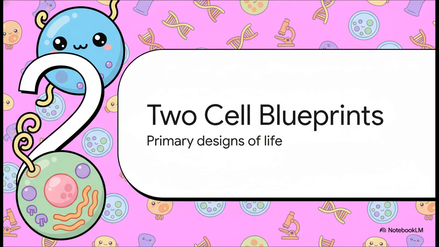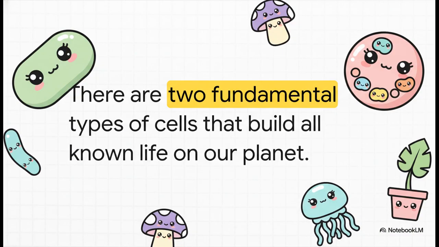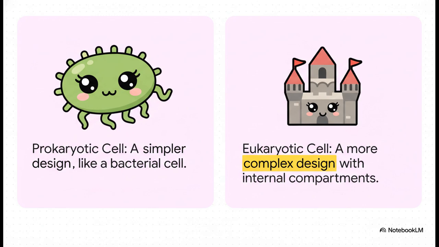Well, here's where it gets interesting. It turns out that across all of nature, there are really only two main blueprints for how these little factories are designed. And that's a pretty wild thought when you think about it. Every single living thing you can possibly imagine, from some microbe you can't even see to a massive blue whale, is built using just one of these two basic designs. And here they are, the prokaryotic cell and the eukaryotic cell. Now, just by looking at the names, you might guess one is a little more complex than the other, and you would be absolutely right.